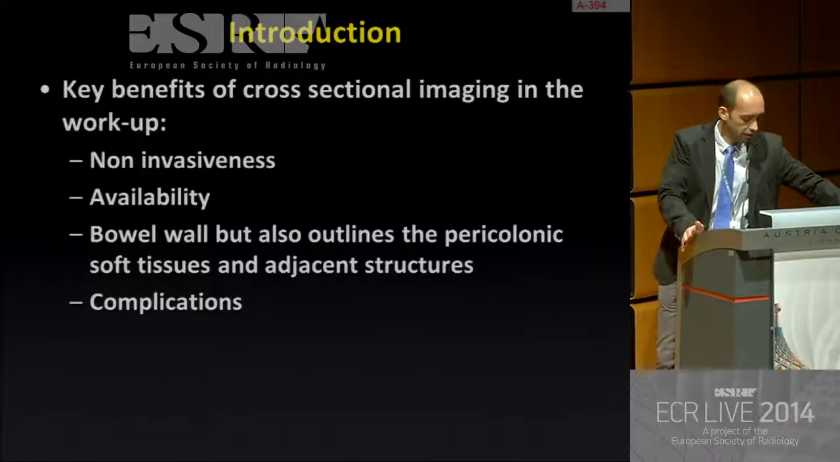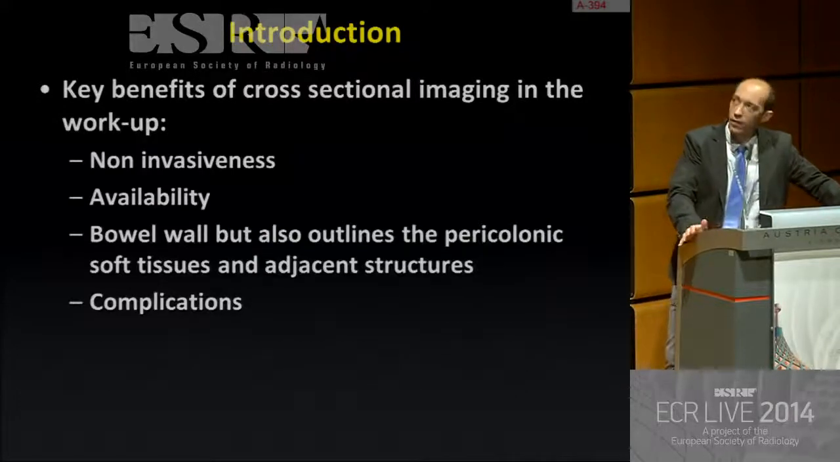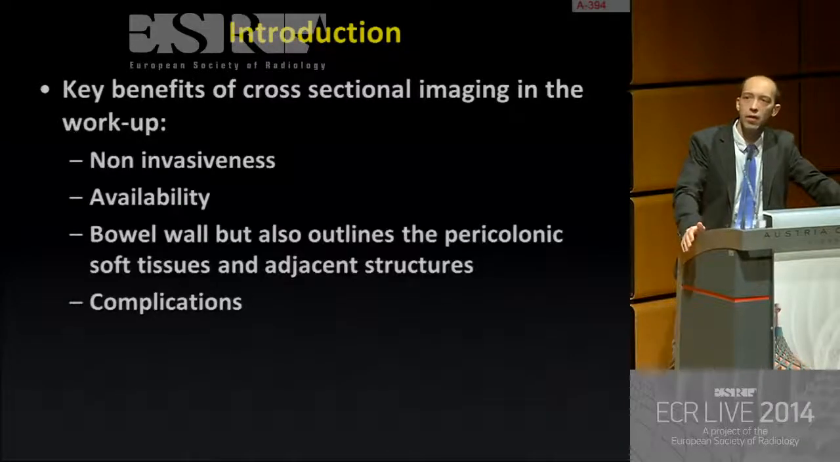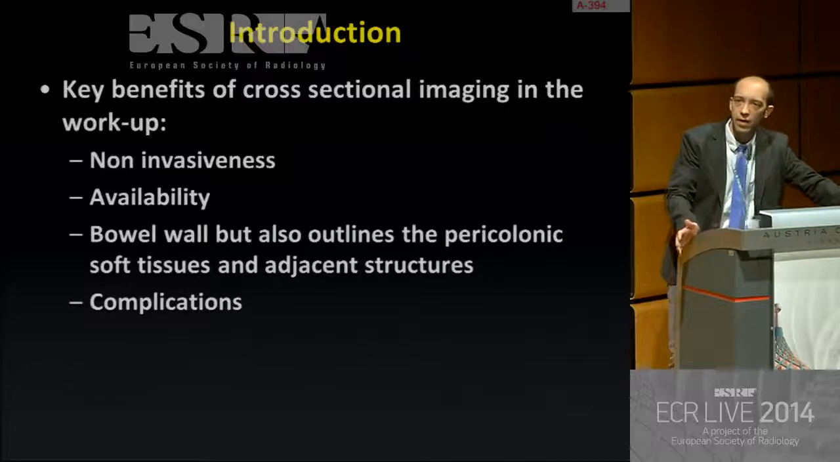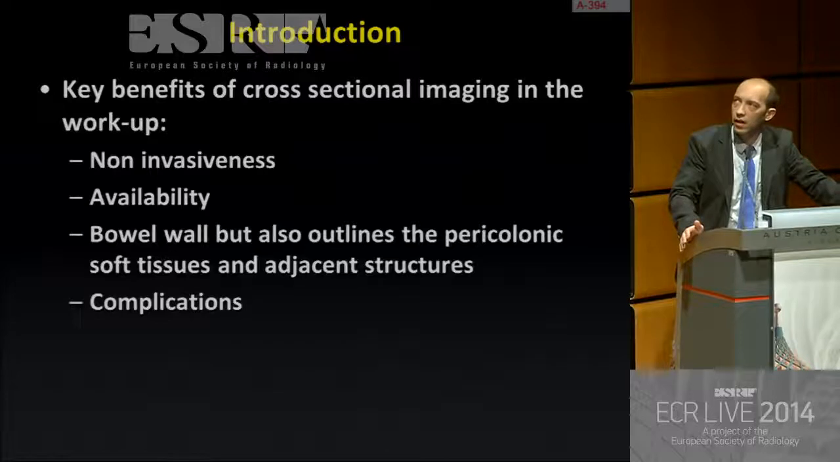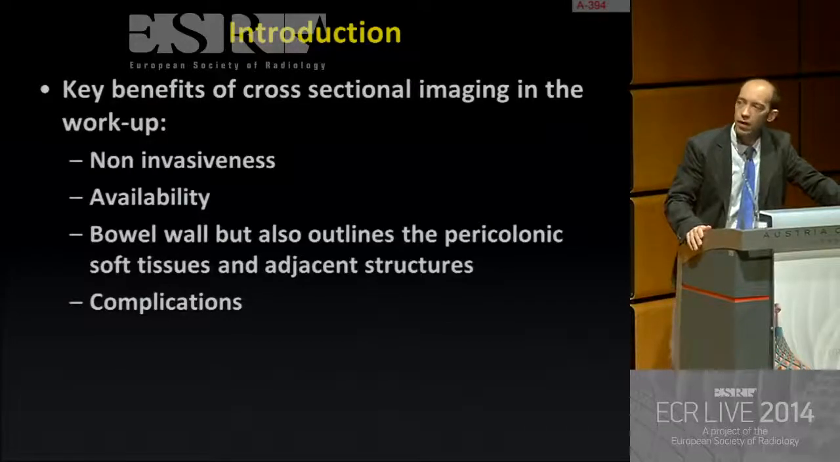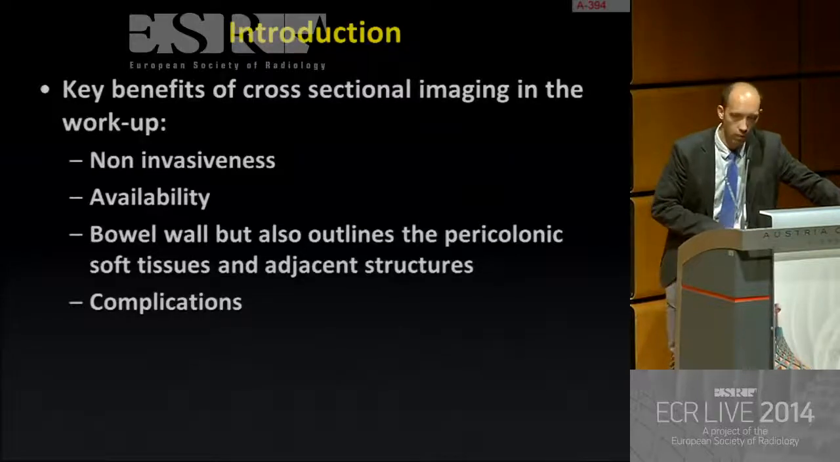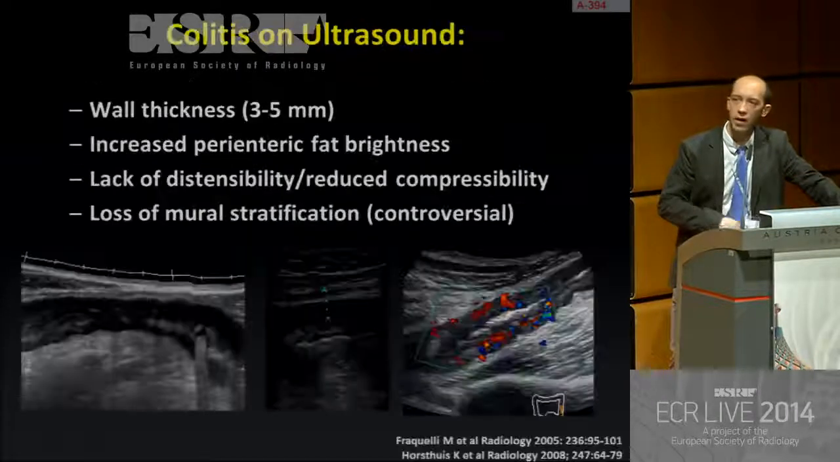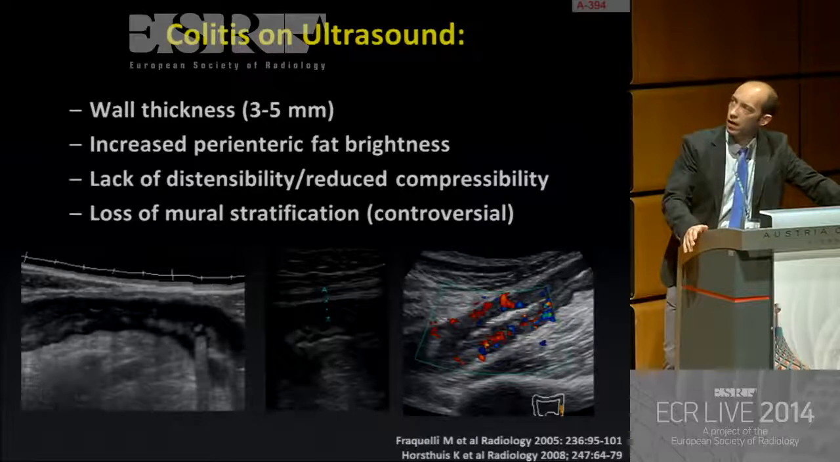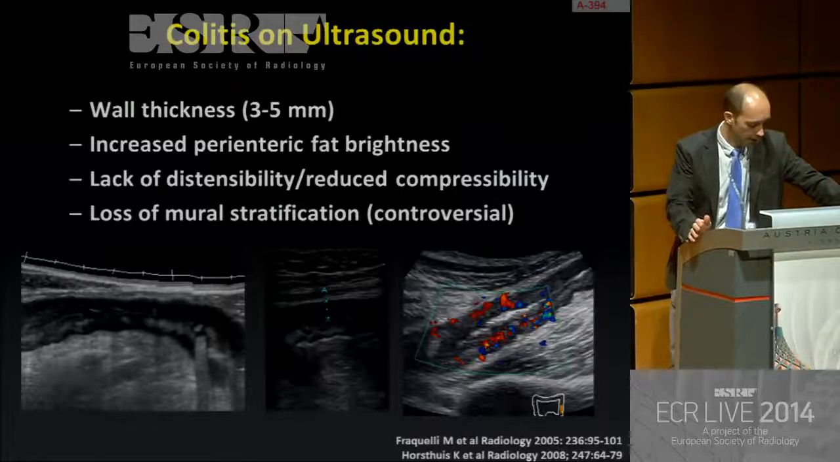As a brief introduction, there are different benefits to including cross-sectional imaging in the workup of colitis. It's widely available, it's less invasive than colonoscopy, which is considered the gold standard, and it allows evaluation of the bowel wall together with the perienteric changes that can sometimes offer relevant information, and also for assessing complications that not always can be assessed by endoscopy. This is just what was said in the previous lecture.